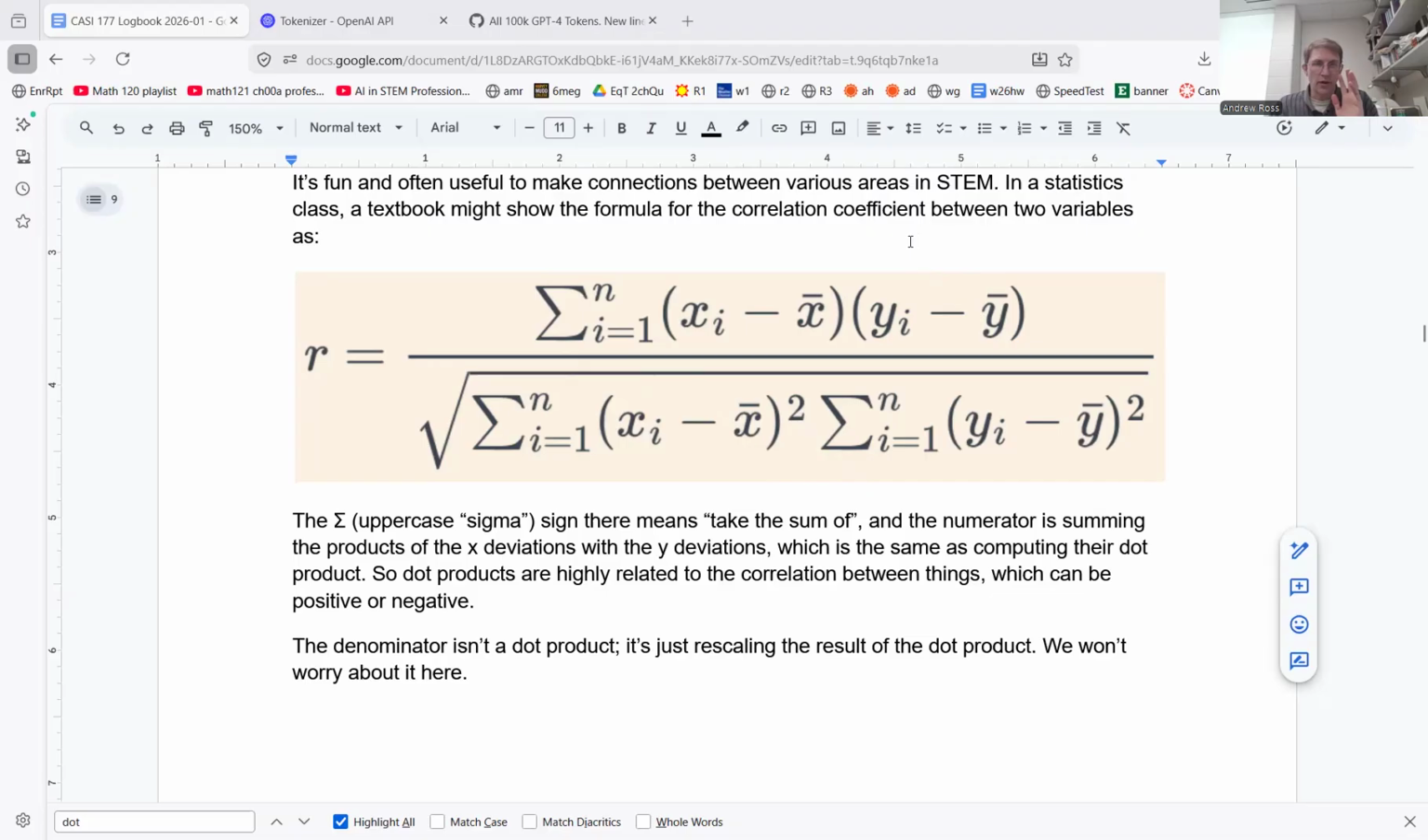Don't worry if you've never seen this formula before or you saw it and didn't understand it before. I won't be quizzing you on it, but it is nice to know that dot products are related to correlations.